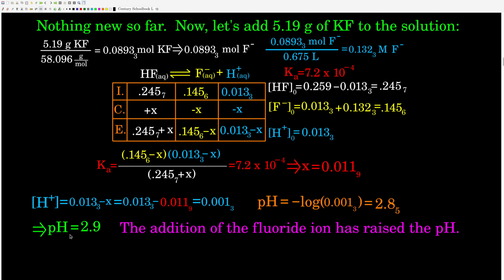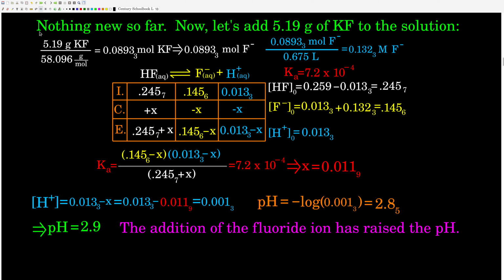That's significantly different than what we got before, which was 1.88. And that makes sense. You should always check and see if it makes sense, because we added a base. Remember, the conjugate base of a weak acid is still a decent strength base. It's a base, and when we add a base, we expect the pH to go up, and it did. Went up about a full pH point.